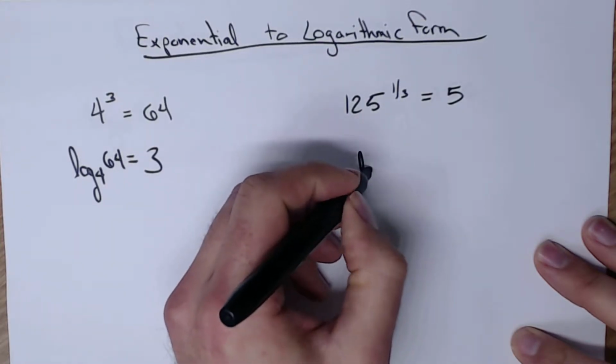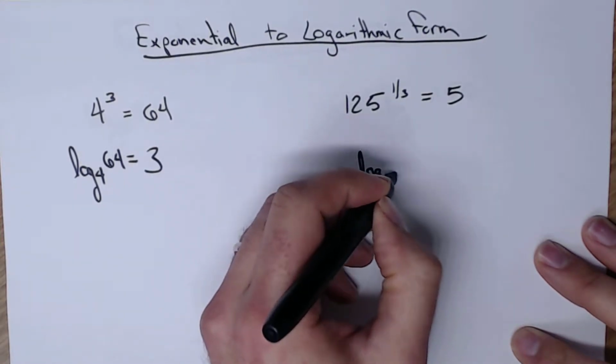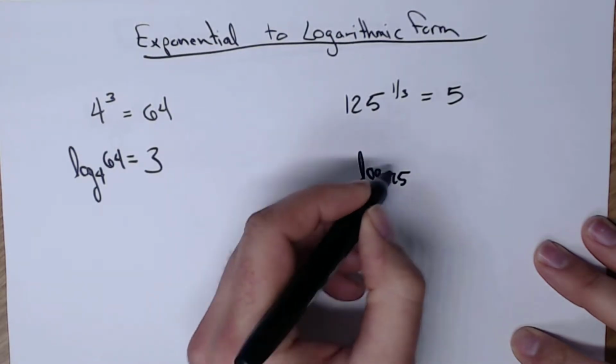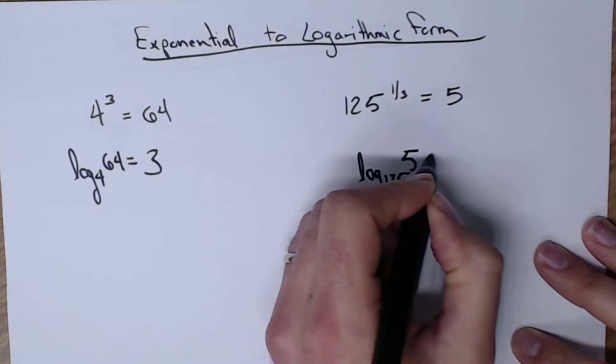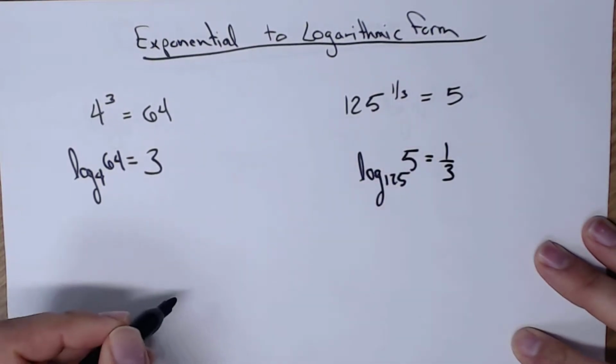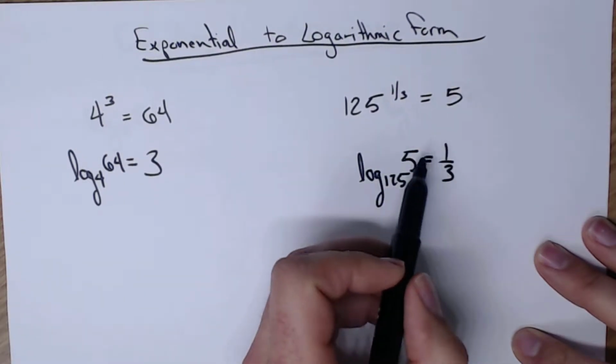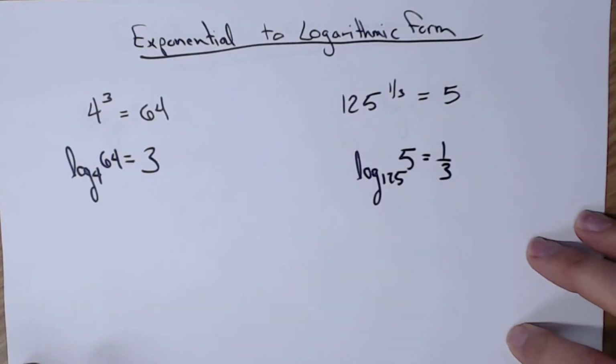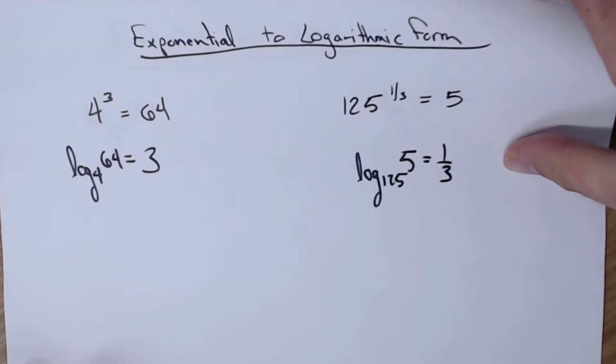Over here we have log, what's our base? This one's kind of weird, but this one's 125. What exponent on 125 gets me 5? Well, that's 1/3. 125 to the 1/3 equals 5. What exponent on 125 gets me 5? That's a great way of talking to yourself and working through that in your head.